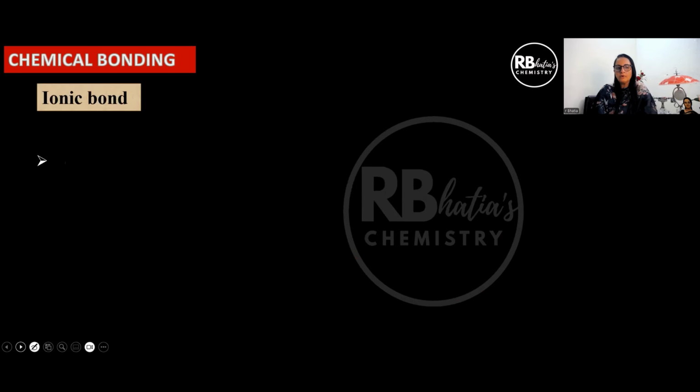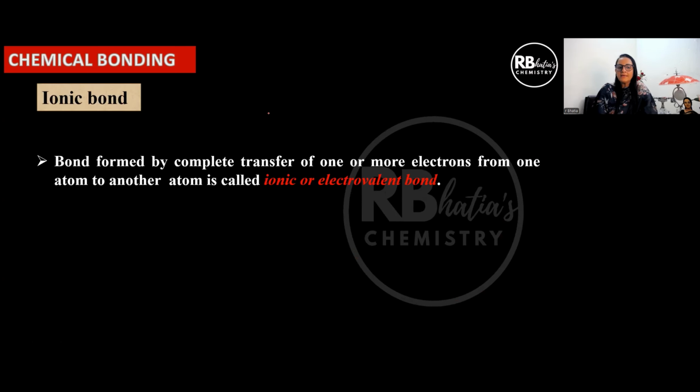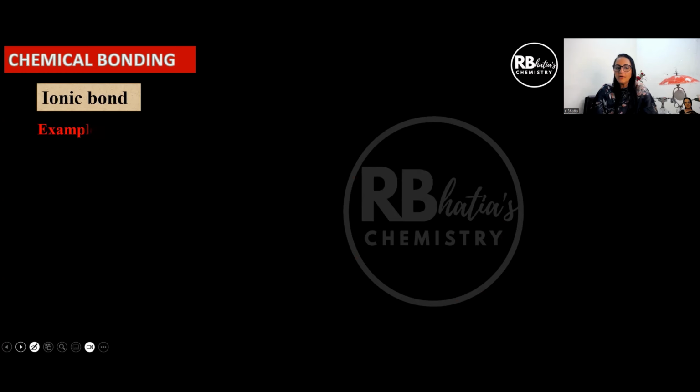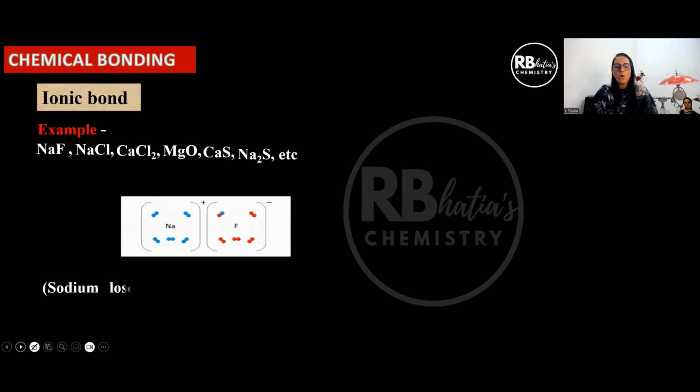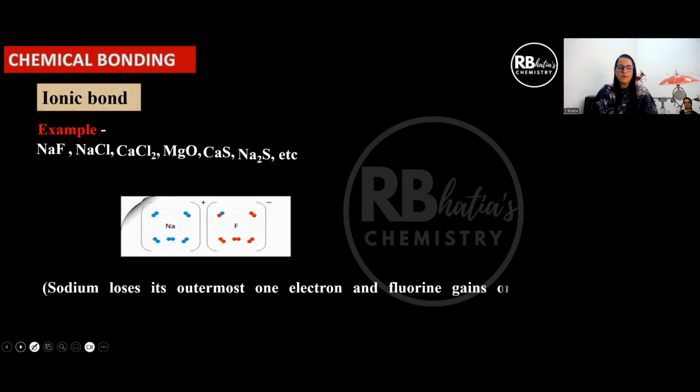What is an ionic bond? A bond formed by, the key word here is complete transfer of one or more electrons from one atom to another. It's also called an electrovalent bond. An ionic or electrovalent bond is electrostatic in nature. It's basically a force between oppositely charged ions, right?